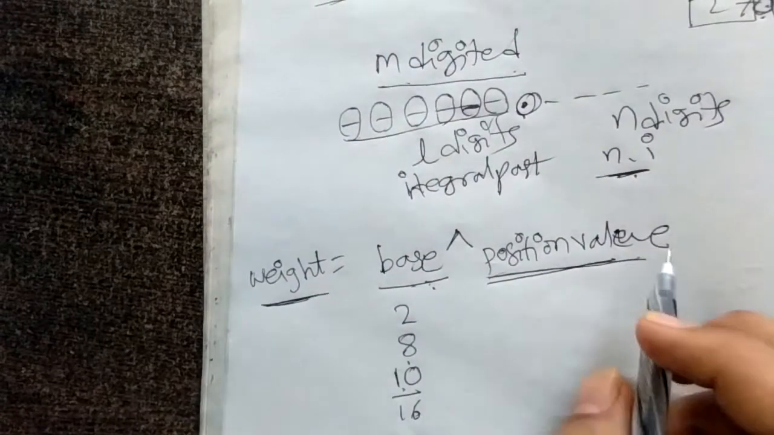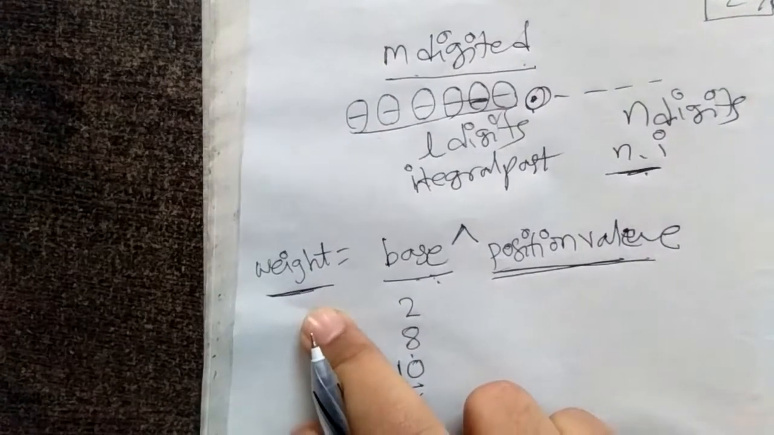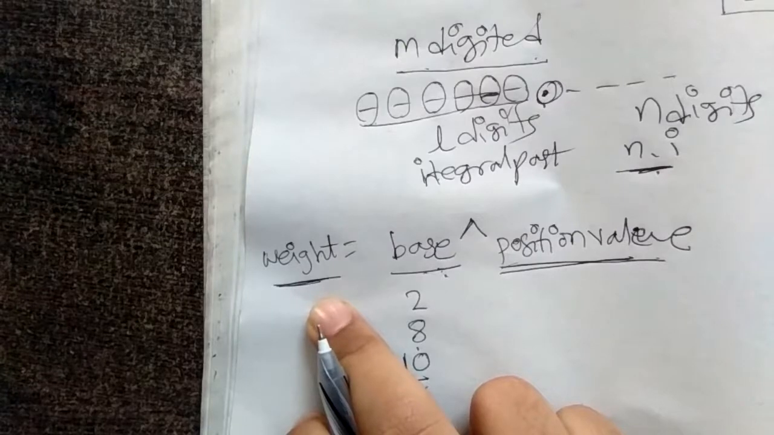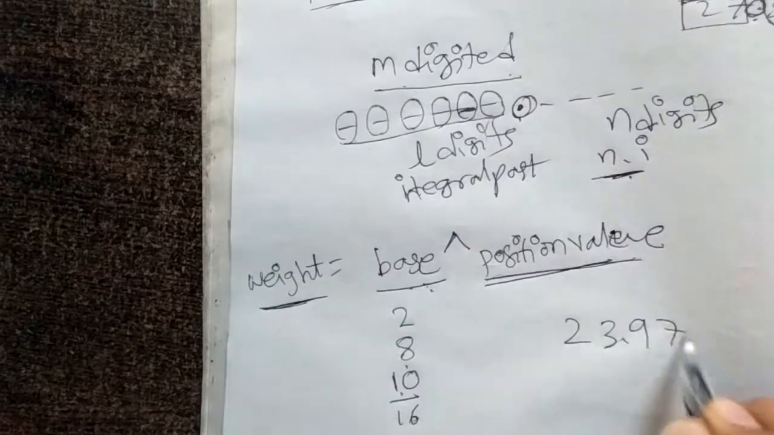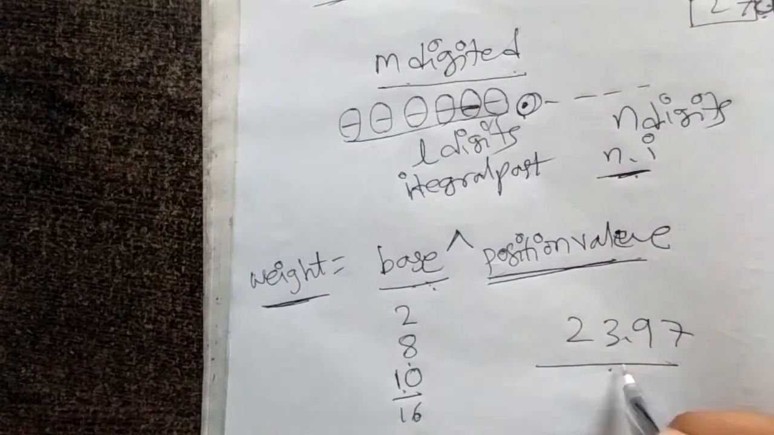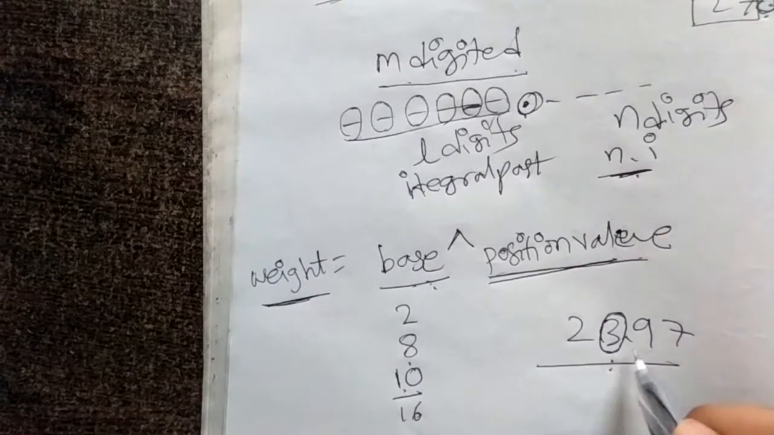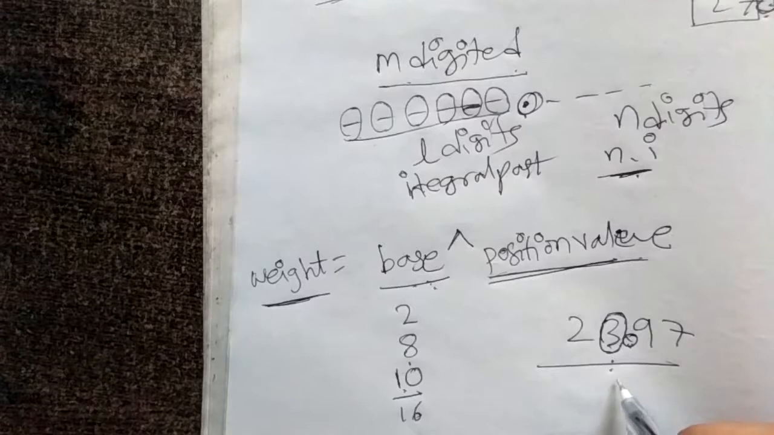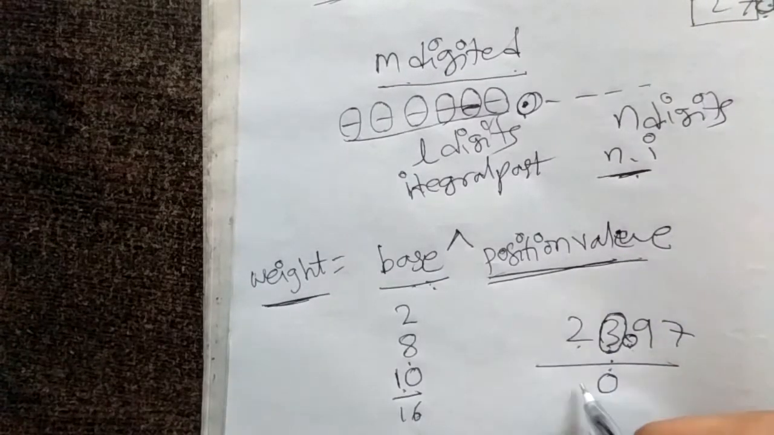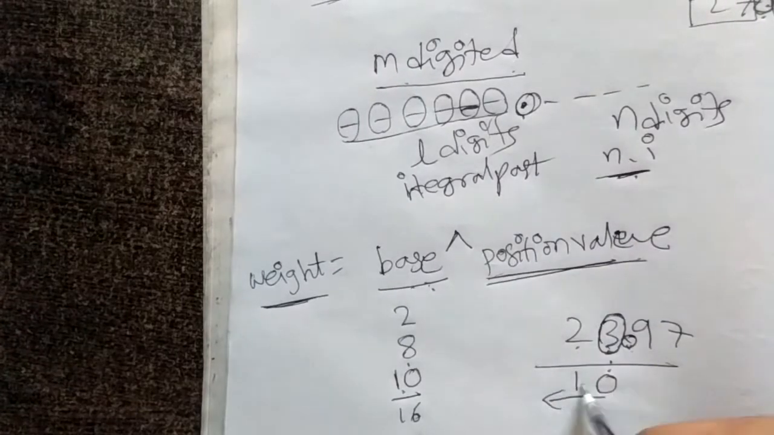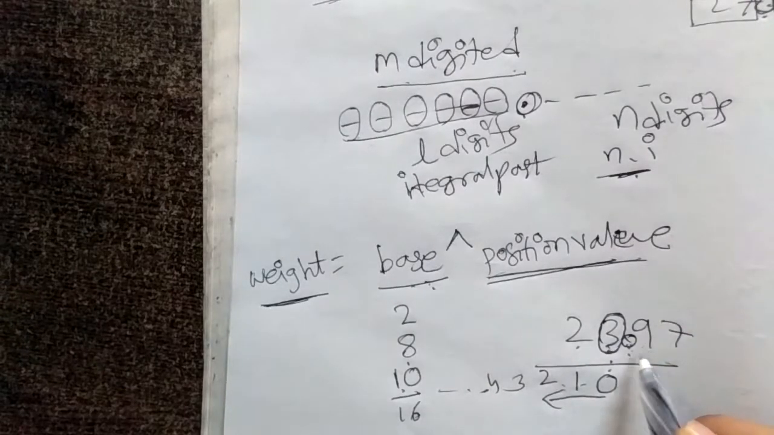For calculating a number, we multiply the weight with the face value. Now what is a face value? Let's say 23.97 is the number. Let us consider this number. This 3 is called the face value, and the position from the point is regarded as 0, which is to the left of the point, and the next position is regarded as 1. In this way we go on increasing 1, 2, 3, 4 and so on.